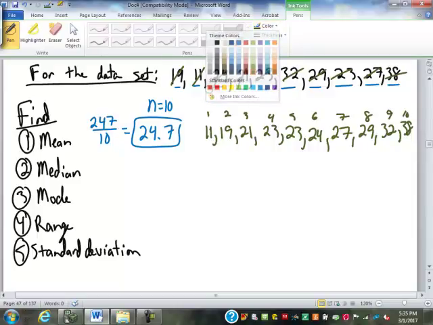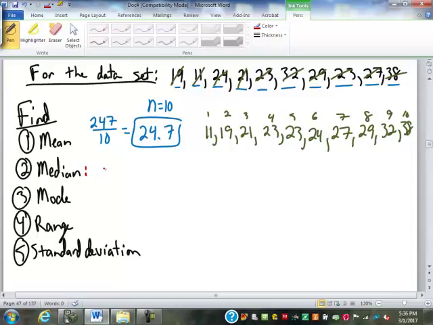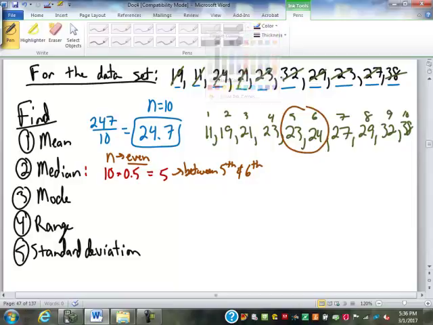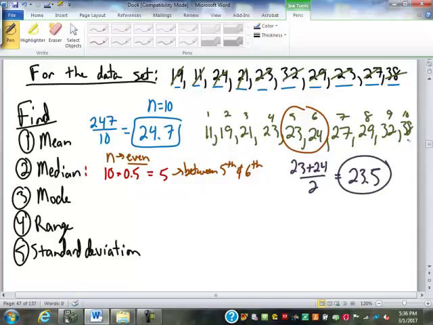Second step in finding the median is to find the position. And the position is always n times 1/2, or n times 0.5. So n is 10 times 0.5 gives us 5. Now remember we said when n is even, we're going to get that whole number, and it's going to be between that location and the next one, the 5th and 6th number. So the 5th number is 23 and the 6th number is 24. So it's going to be 23 plus 24 divided by 2 is 23.5. That's our median.